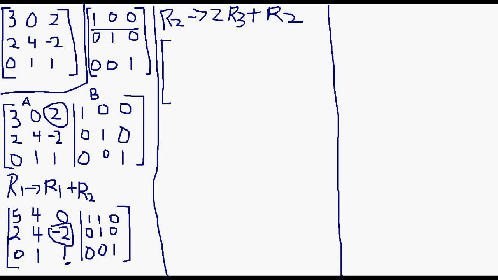So let's write row 1 and row 3 down. So 5, 4, 0. And then 1, 1, 0. Then 0, 1, 1. And 0, 0.